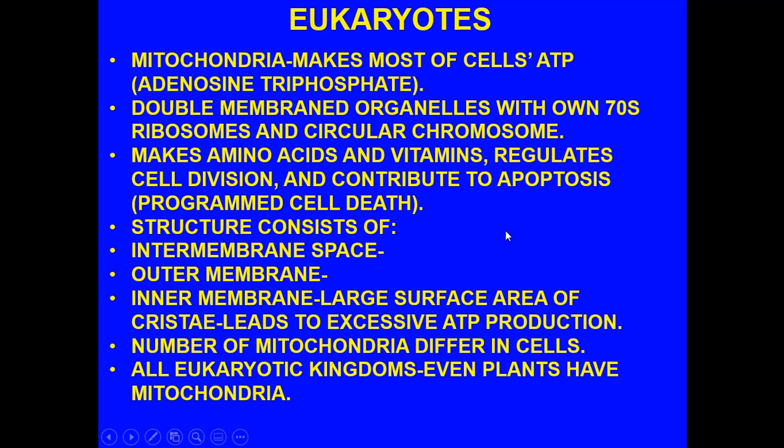Now, we're getting into the last couple of parts here, because we come back to where we almost started in the beginning, the mitochondria. The mitochondria makes most of the cell's ATP. Remember ATP, adenosine triphosphate? This is a double membrane organelle with its own 70S ribosomes and circular chromosome. Gee, just like bacteria. Yeah. It makes amino acids and vitamins. It regulates cell division. It contributes to apoptosis. Now, if you're not familiar with apoptosis, that's programmed cell death.